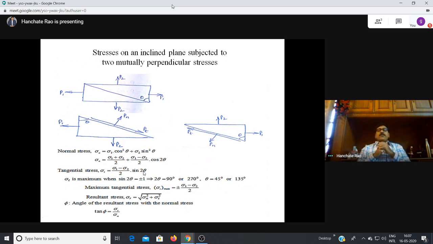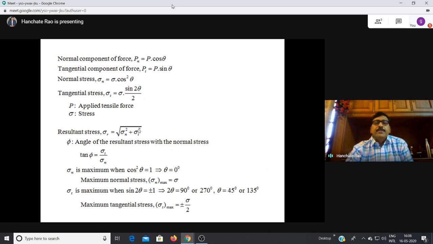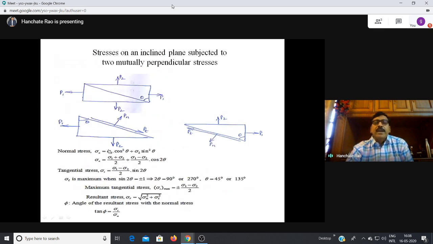In this case, if you apply sigma y equal to 0, you get the previous problem. Sigma n is equal to sigma x cos square theta. So if you put sigma y equal to 0, you get the previous problem. If you analyze this, you could have analyzed the previous problem also. Similarly, sigma t is (sigma x minus sigma y)/2 sin 2 theta. If you apply sigma y equal to 0, it is sigma x sin 2 theta by 2, the previous problem.